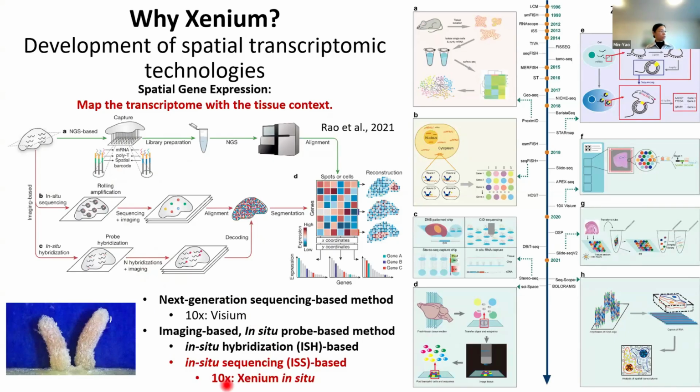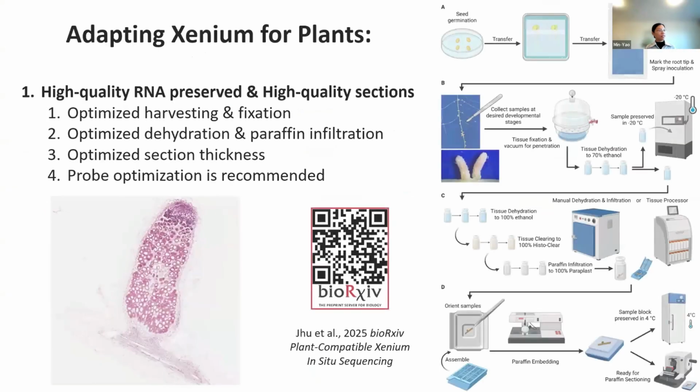Today I'm going to focus on Xenium in situ, which is an in situ sequencing-based method. After the hybridization, it also has a rolling circle amplification to increase the signal-to-noise ratio, which makes it a powerful tool to detect transcripts that have a low expression level. And that's exactly the reason why we chose Xenium.